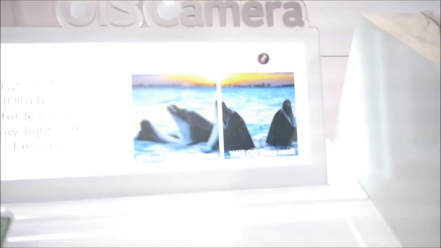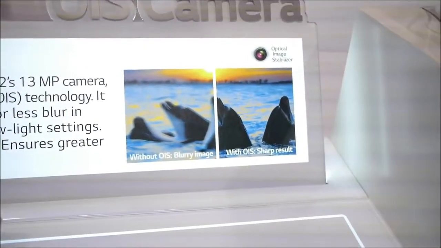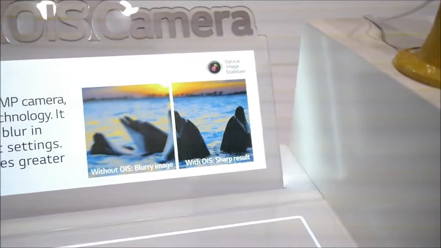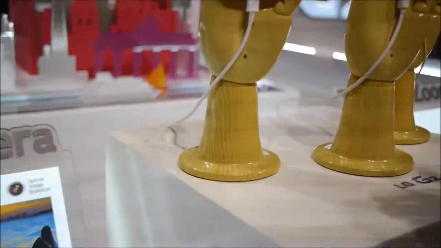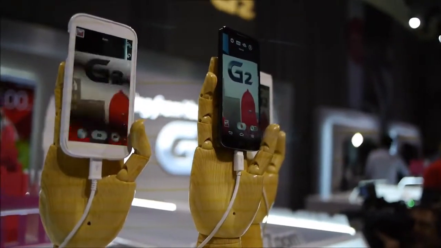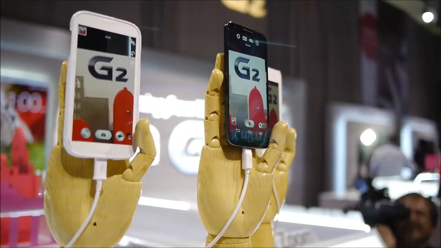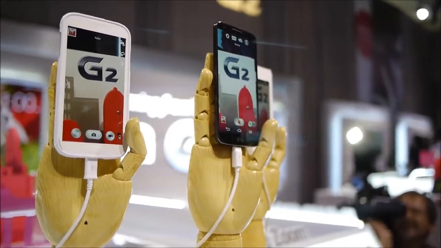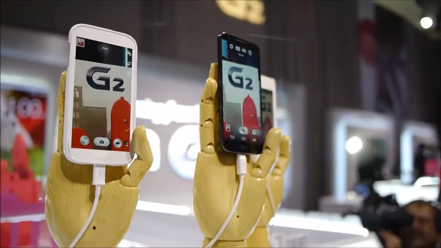you get a much sharper result. And on the back of the G2, the camera lens is a scratch-resistant sapphire crystal glass. So even if you drop the G2 on its lens, you're going to get, one, durability, two, when you take pictures, sharper, clearer images.